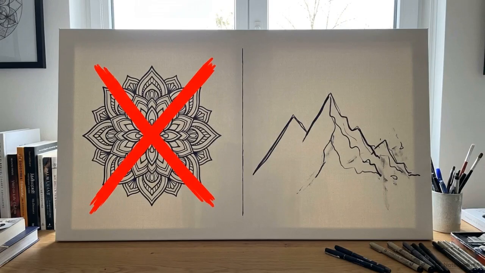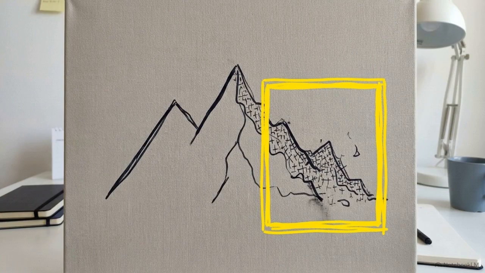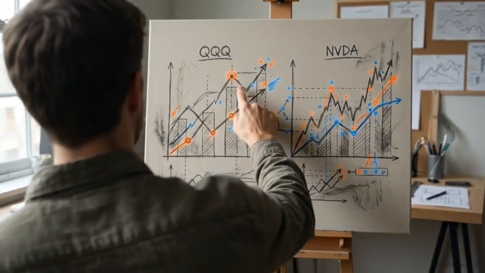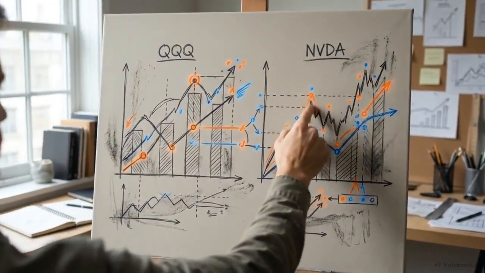Demanding textbook symmetrical patterns is a common misconception in professional analyses. Messy or lopsided shoulders are valid as long as volume exhaustion is present during the formation of the right shoulder. Lopsided shoulders indicate a weaker internal structure, making it necessary to cross-reference price action in major market proxies like the QQQ or NVDA to confirm the move.